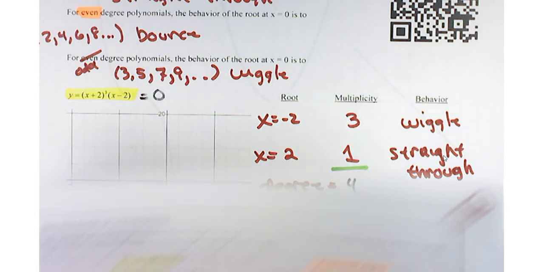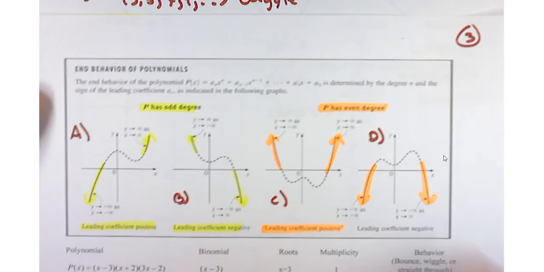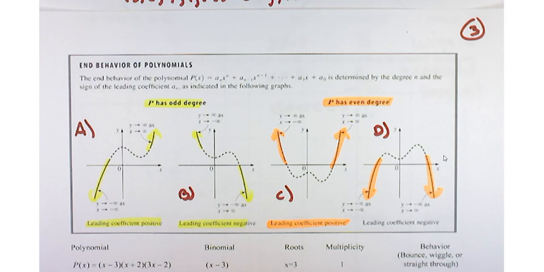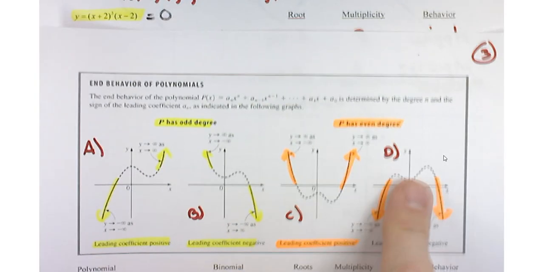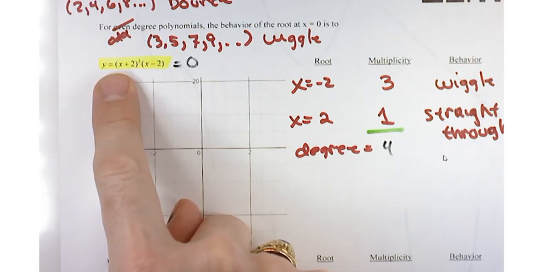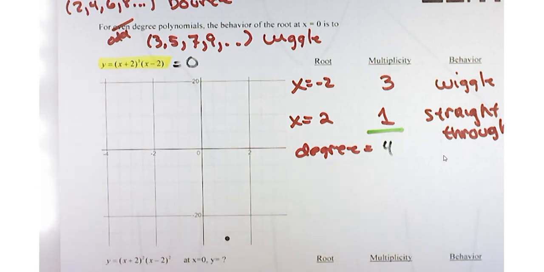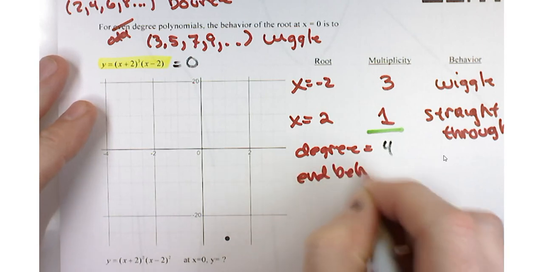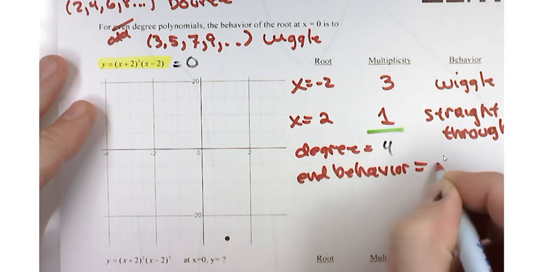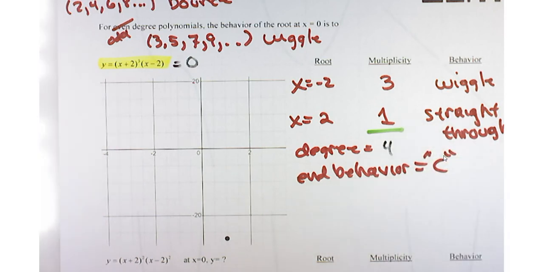Which of my behaviors do you think I'm likely to see for the graph of this polynomial? A, B, C, or D? C. Got a couple votes for C. I like that. All right, it's going to have an even degree, so it has to be one of these. And because these are all positive terms in terms of the x, when you multiply that out, it's going to have a positive leading coefficient. So its end behavior equals C. Okay, good.